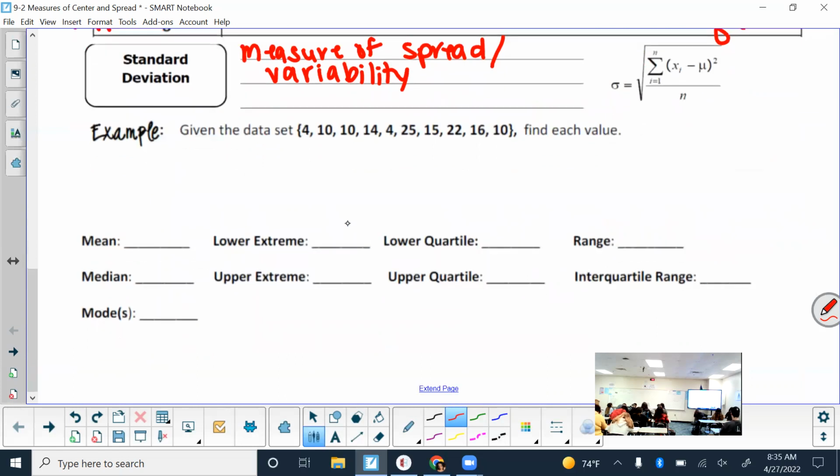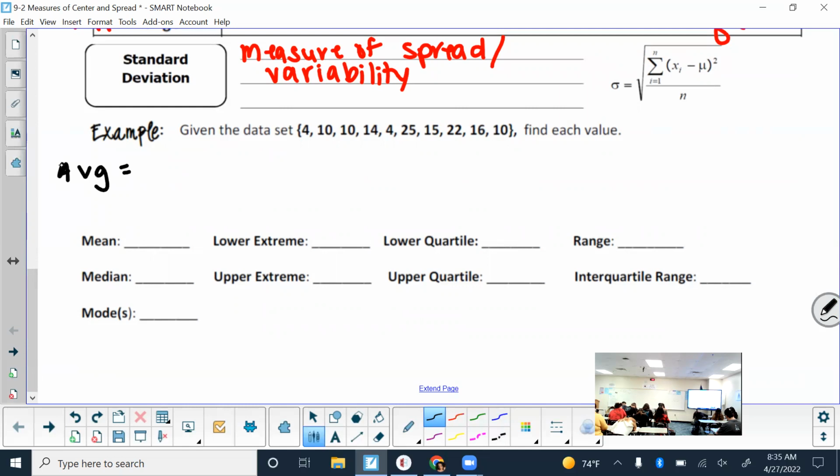All right, so that's the definition of all of them. Now let's actually identify the value of it in a data set. So first, and I'm just going to start from the list and keep working my way to the right. First, it wants us to find the mean. How do you find the mean? Good. Add up all the numbers.